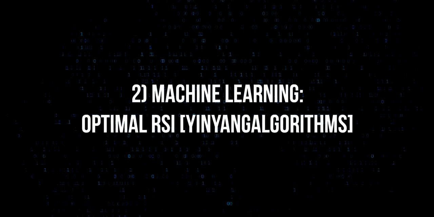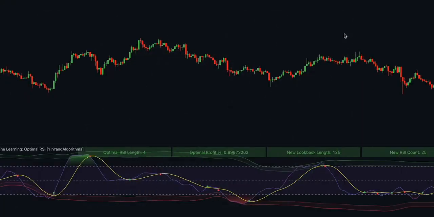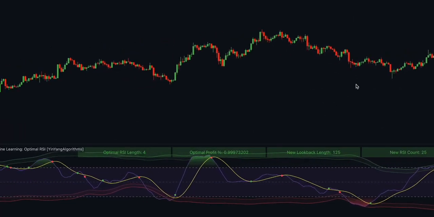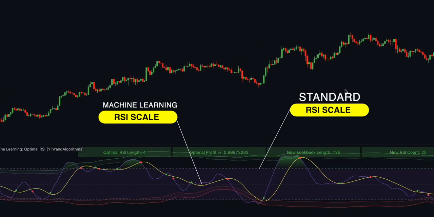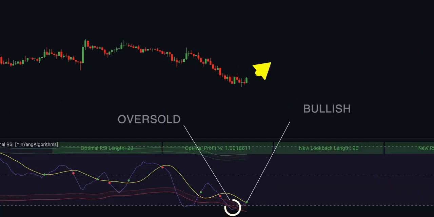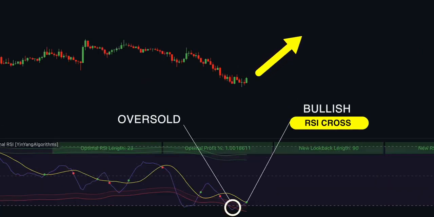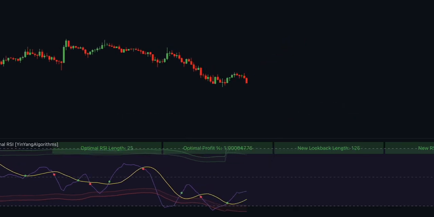In second place, I put an artificial intelligence-based indicator called the Machine Learning Optimal RSI by Yin Yang Algorithms. This artificial intelligence RSI is 10 times more effective than the old version. What this AI indicator does is it basically rates multiple different lengths of RSI to determine which RSI to RSI MA cross produced the highest profit within the look-back span. This optimal RSI is then passed back and used as input into a machine learning calculation.